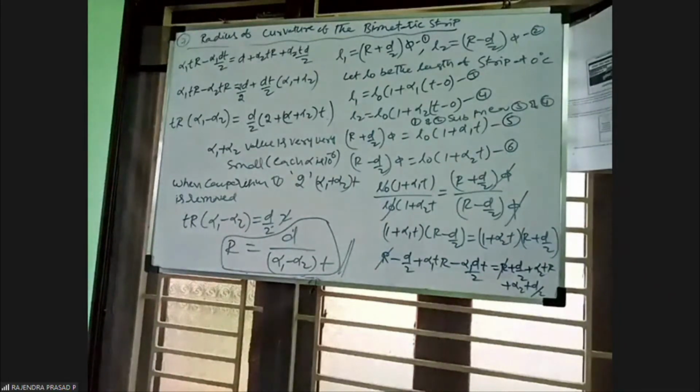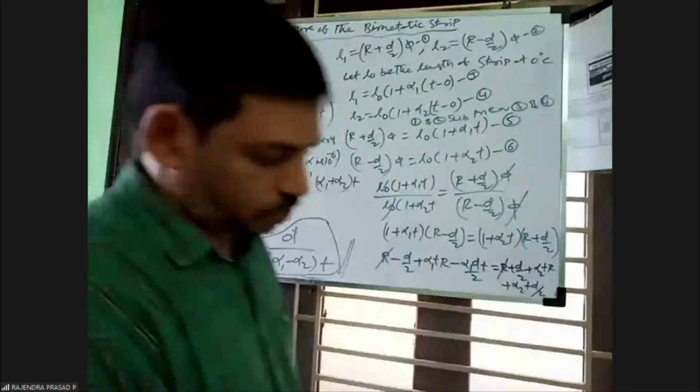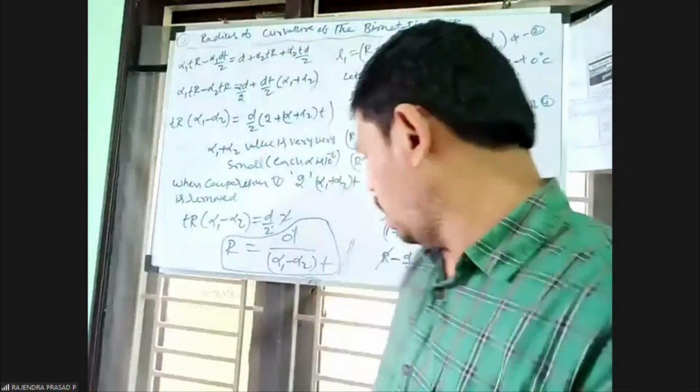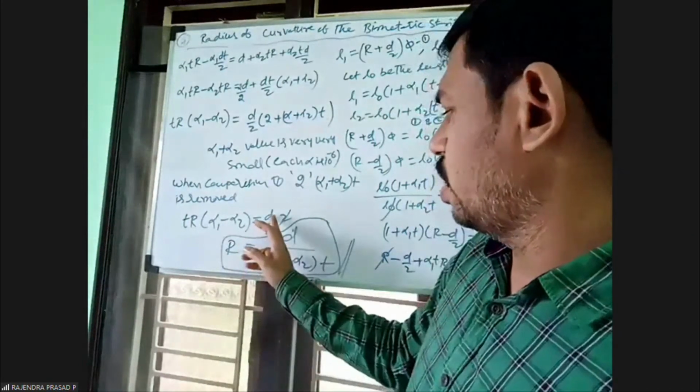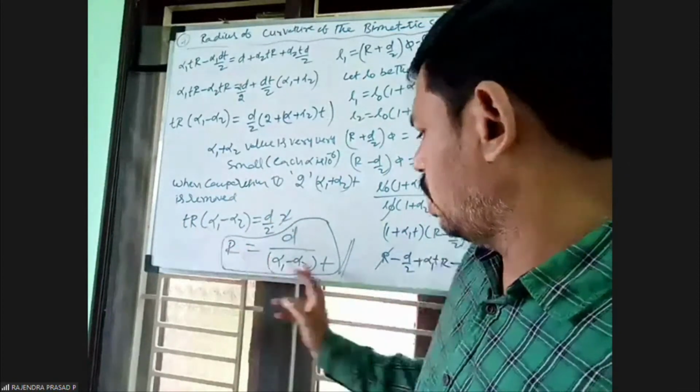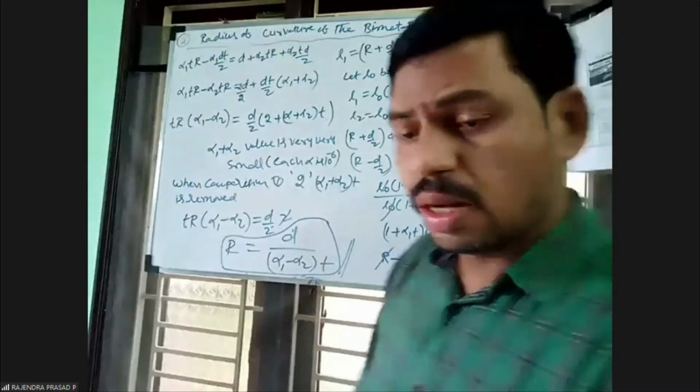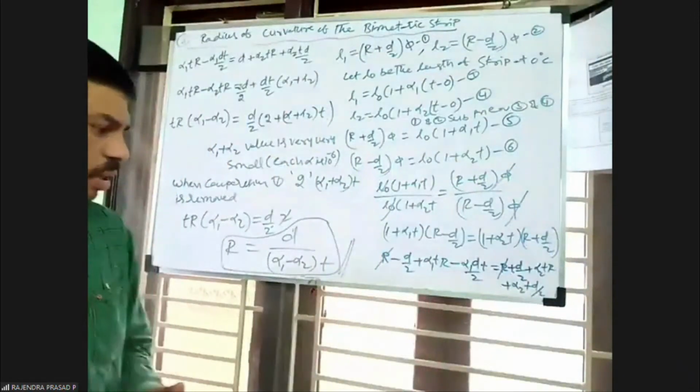Sir, that T is in denominator, no? Yes, sir. T is in denominator. R is equal to d by 2 cancel, d by T. Okay, T is denominator.